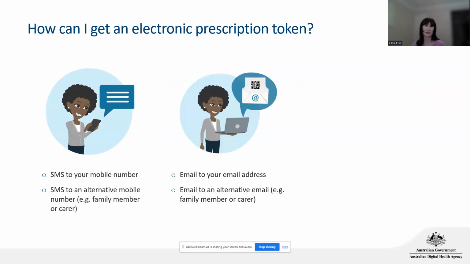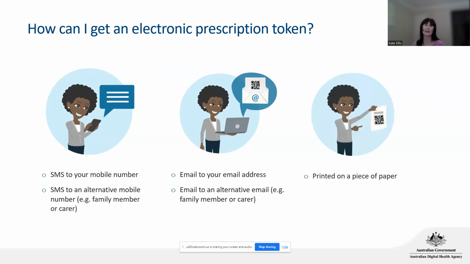The other option is you can get it sent to your email address. Likewise, if you'd prefer it sent to a friend, a carer, or a trusted family member, you can absolutely nominate their email address instead, with their permission, and that can be sent to them as well. Or you can get it printed on a piece of paper as well.